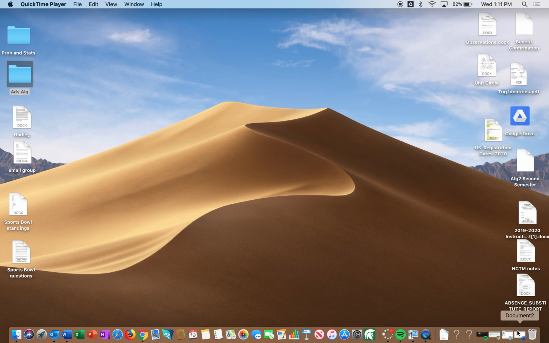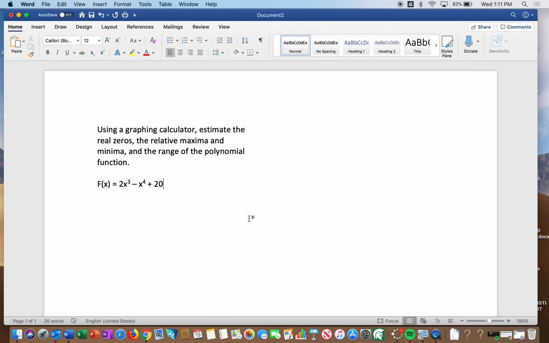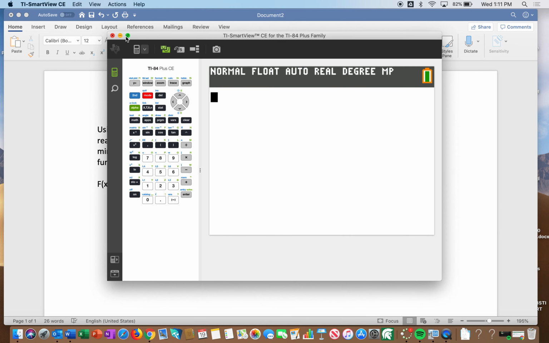This is part of chapter 4, section 1, and we have really just one example for the video. I want to show you the calculator steps for what we're doing tomorrow. The problem says, using a graphing calculator, estimate the real zeros, the relative maxima and minima, and the range of the polynomial function. I give you the function right there. So we're going to use the calculator to find all that stuff.